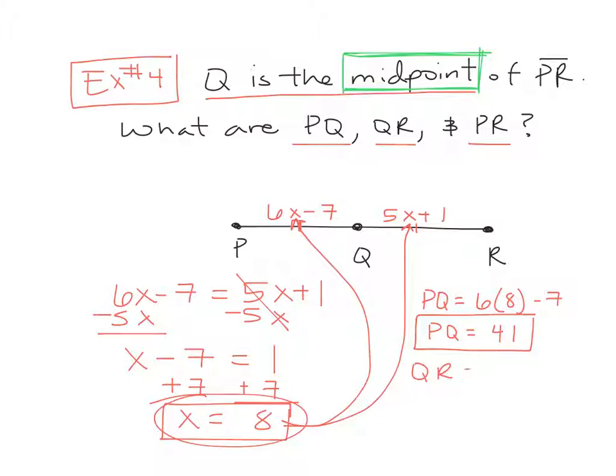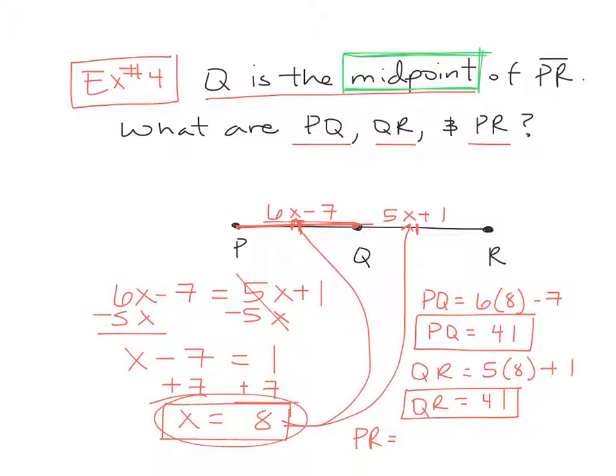Then we need to do the same thing for QR. Before you try and plug it into QR, can you tell me how long QR is? 41. Right? Why 41? Without plugging it in, how do you know it's 41? Because they're congruent, because it's the midpoint, right? So because they told us that Q was a midpoint, we know these have to be the same. So without even plugging it in, we know right now 41. You still should plug it in to check it in case you did something wrong. So this would be 5 times 8 plus 1. So QR equals 41.